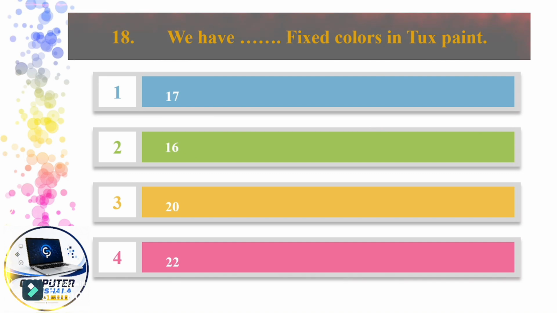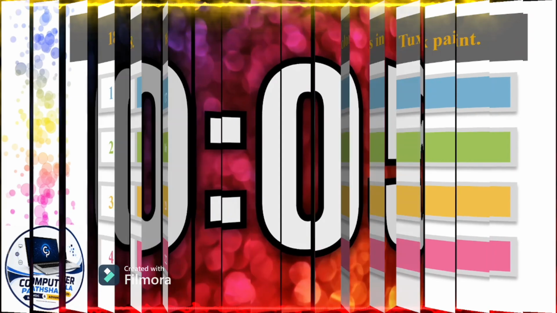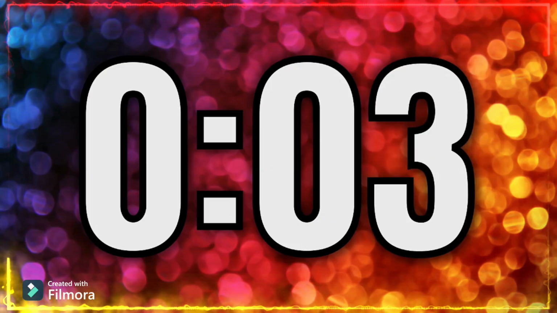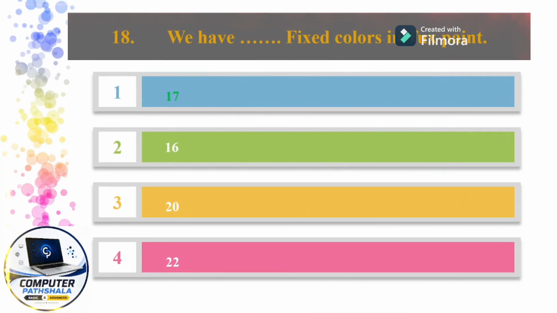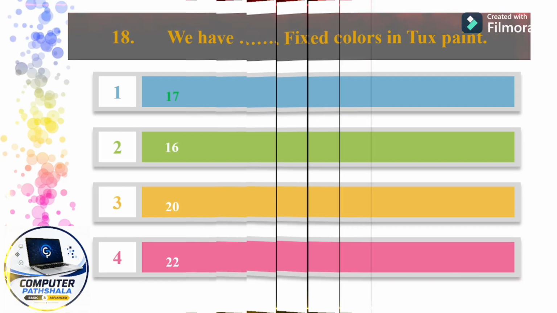Hope most of the children are giving all the right answers. Next question, we have how many fixed colors in TuxPaint? 17, 16, 20 and 22. You have 5 seconds. Select your answer. So option 1 is correct. We have 17 fixed colors in tux paint.